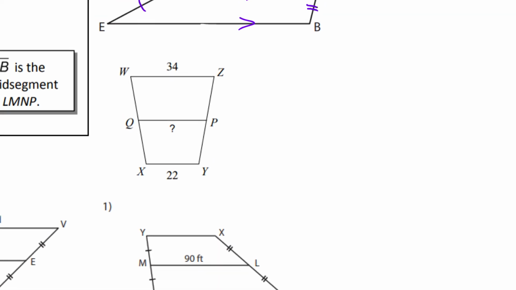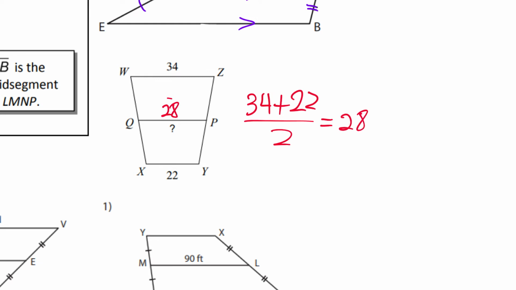It's 28. Let me show you the easy way to do that. There's more than one way, but this is the way we're going to do it. We're just going to average it. So we're going to go 34 plus 22 divided by 2. So I just do this plus this divided by 2. And what does that give you? It gives you 28.